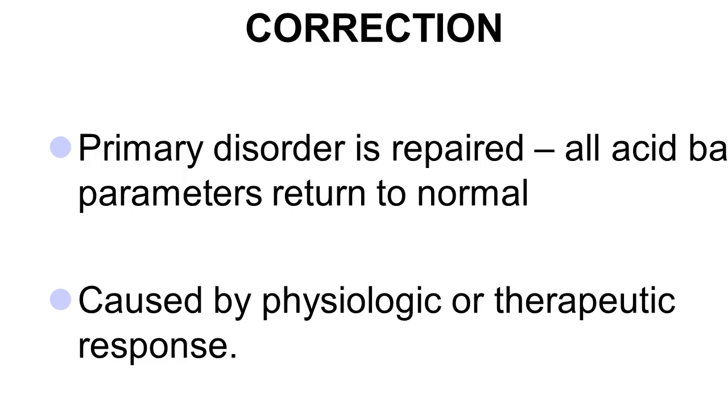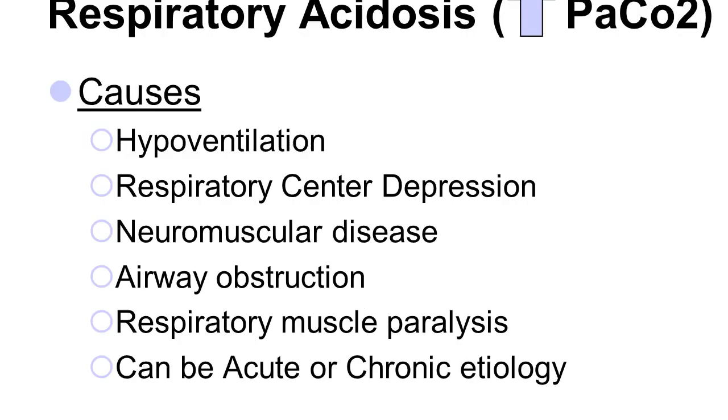And so if the primary problem is repaired, all the acid-base parameters return to normal. That can be caused by any physiological or therapeutic response. These are the 4 different conditions that can occur when we see the results of someone's blood gases. Respiratory acidosis: I'm not going to read these to you, but obviously this is probably one of the most common situations we see, where somebody has a problem with their respiratory system, with their lung function, might retain CO2, and these are the various reasons why that may happen.